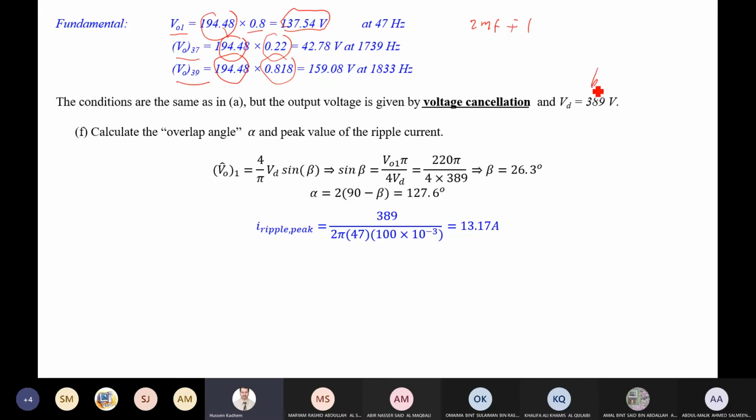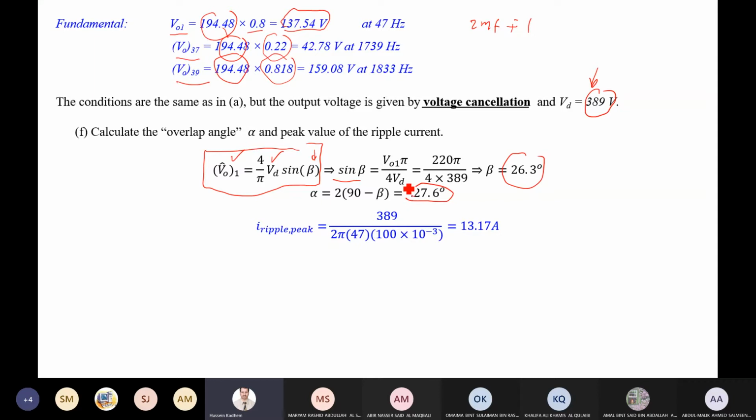Okay. Now, the last part is talking about voltage cancellation. He told you that we change VD now, and I want you to find the overlap angle alpha. Okay. Now, alpha is related to beta, and we have a formula for beta. Have a look here. Now, I have VD. I have VO1. He told me it is not changed, 220. And VD, he gave me this value. Okay. What is left? Beta. Rearrange the equation, you find sine beta. Then you do sine inverse to find beta. When I got beta, there is a formula that tells me that alpha is 290 minus beta. So I just need to substitute to find the beta.